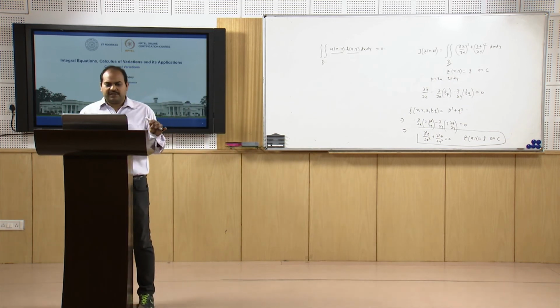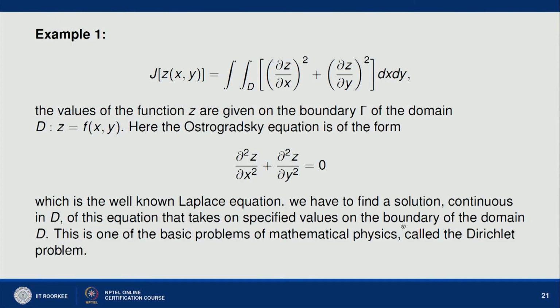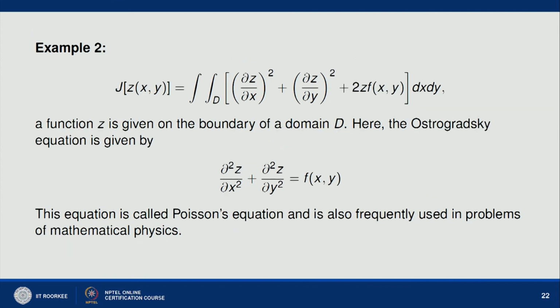So here we simply say that if we have a function like this, then the minimizer or extremizer is given by this Laplace equation with the condition that z(x,y) satisfies some specified values on the boundary, and hence we can say that the extremizer of this problem is nothing but the solution of the Dirichlet problem. Now moving on to the next example.